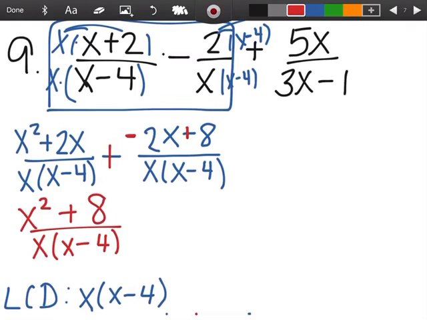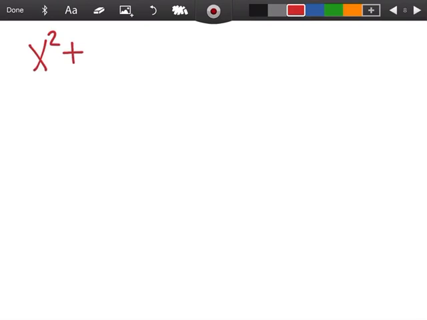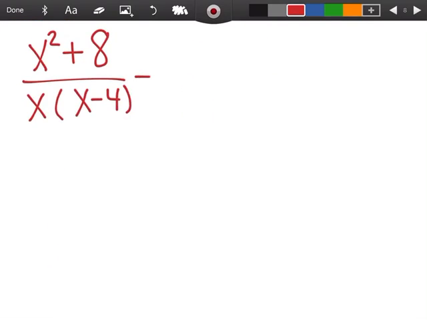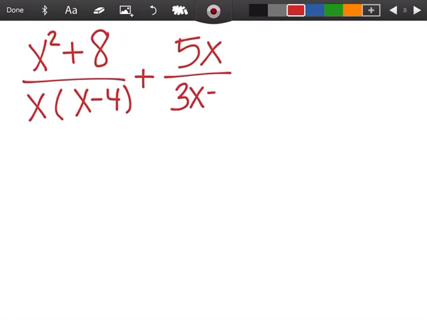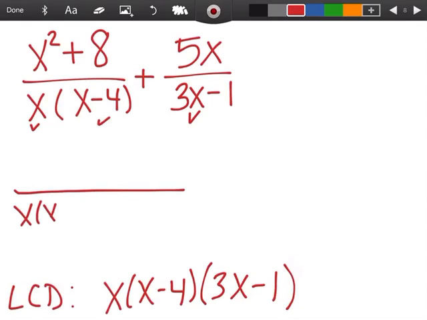So far that is the first 2 fractions, and then I'm going to bring down that I'm adding 5x over 3x minus 1. And I'm actually going to rewrite this on my next slide, so that way I have more room to work. So x squared plus 8 over x times x minus 4 plus 5x over 3x minus 1. Okay, so now when it comes to building the least common denominator, I need an x, I need a quantity x minus 4, and I need a quantity 3x minus 1. So the entire denominator is all three of those things.